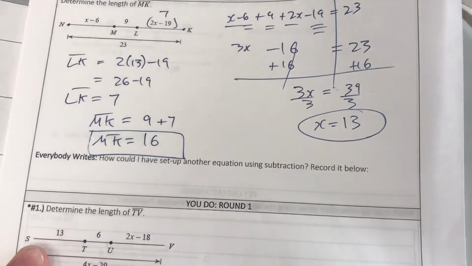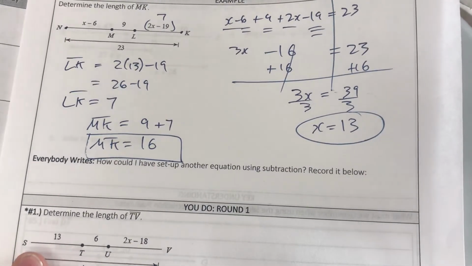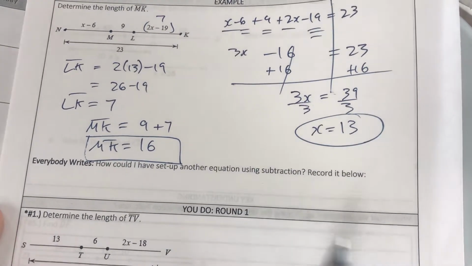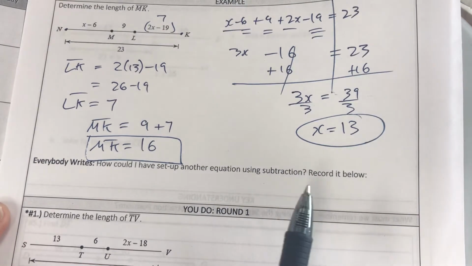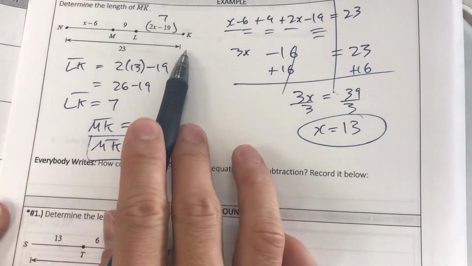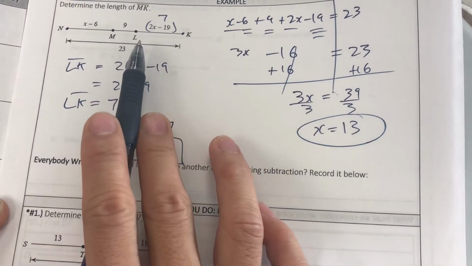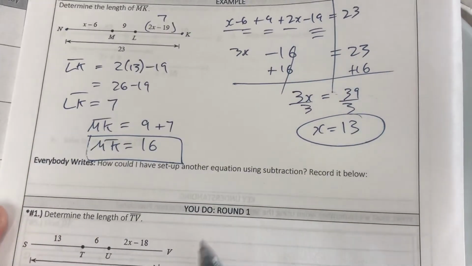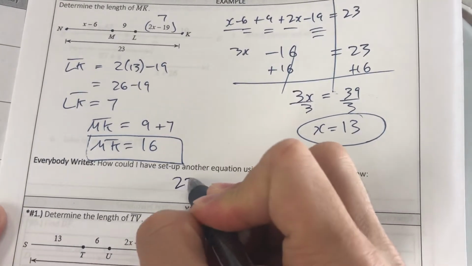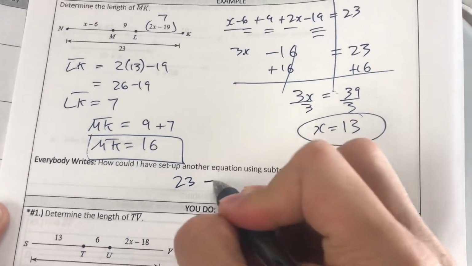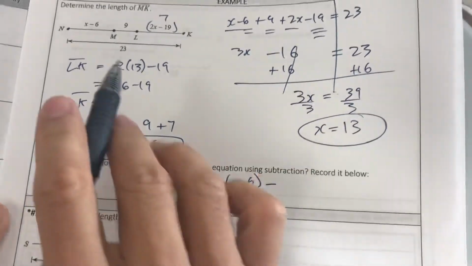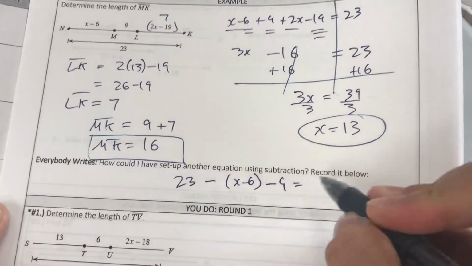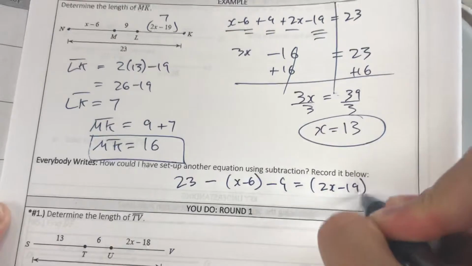How could I have set up another equation using subtraction? Record it below. The way you could look at this using the subtraction postulate is very straightforward, right? If you have the entire piece and you want to find, let's say, LK, you'd set it up like this: 23, which is the whole piece, minus this smaller piece, x minus 6, minus this other piece, 9, and it ultimately gets you to 2x minus 19. And from here, you solve it.